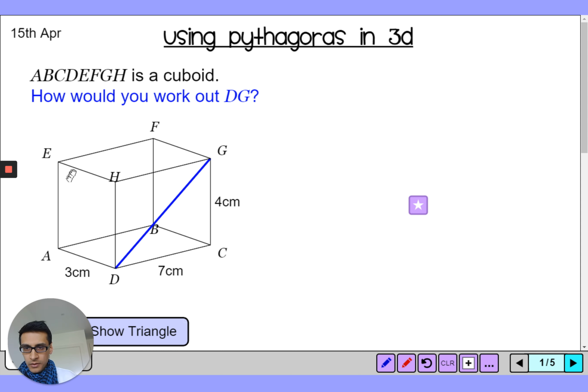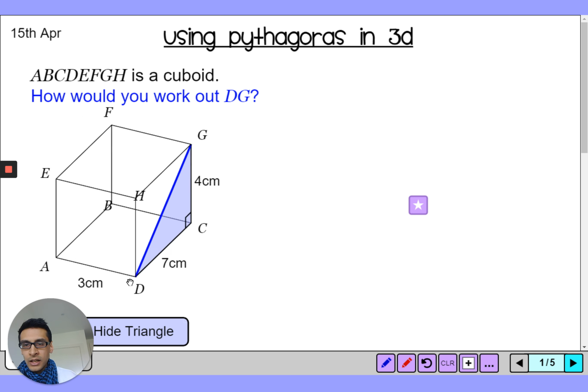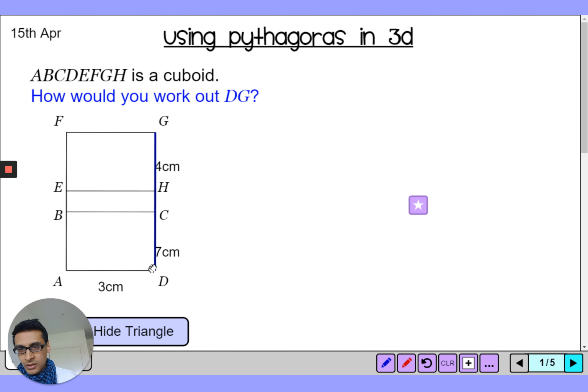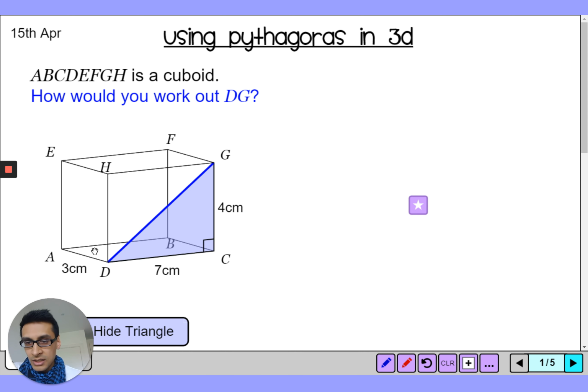So the first shape we want to look at here is a cuboid, and we're working out the length DG. So this is how a question might be presented to you, but without that blue line. What you need to be able to do is see the fact that actually there's a right-angled triangle there. And unlike your exam paper, I can actually rotate this around. So that's the right-angled triangle I'm interested in. Once you can see that, it's just basic SOHCAHTOA, basic Pythagoras.